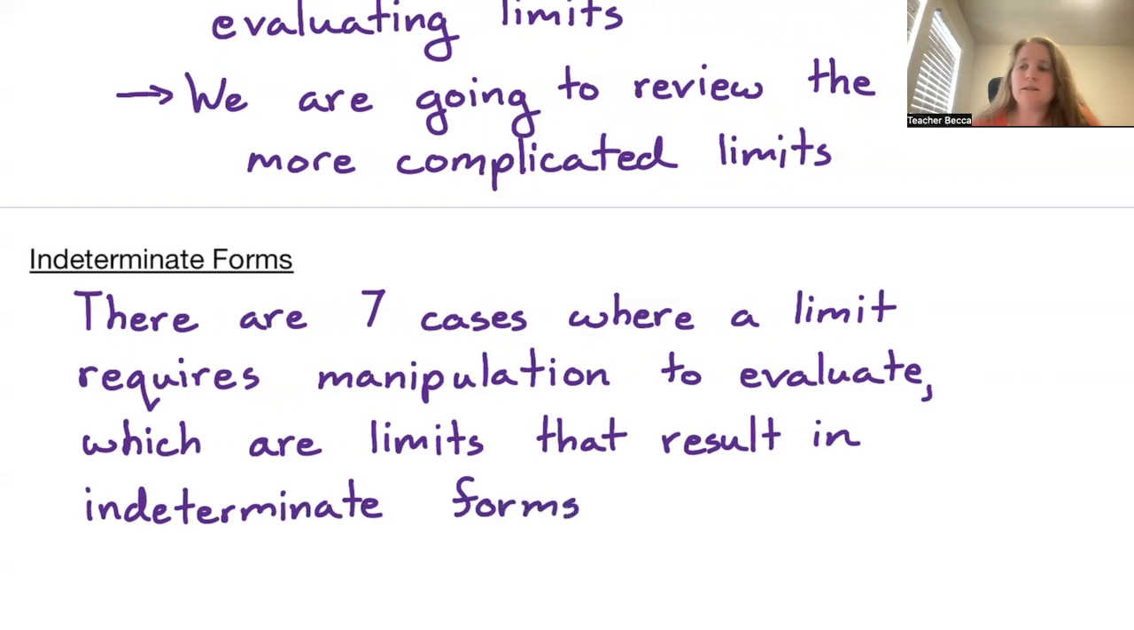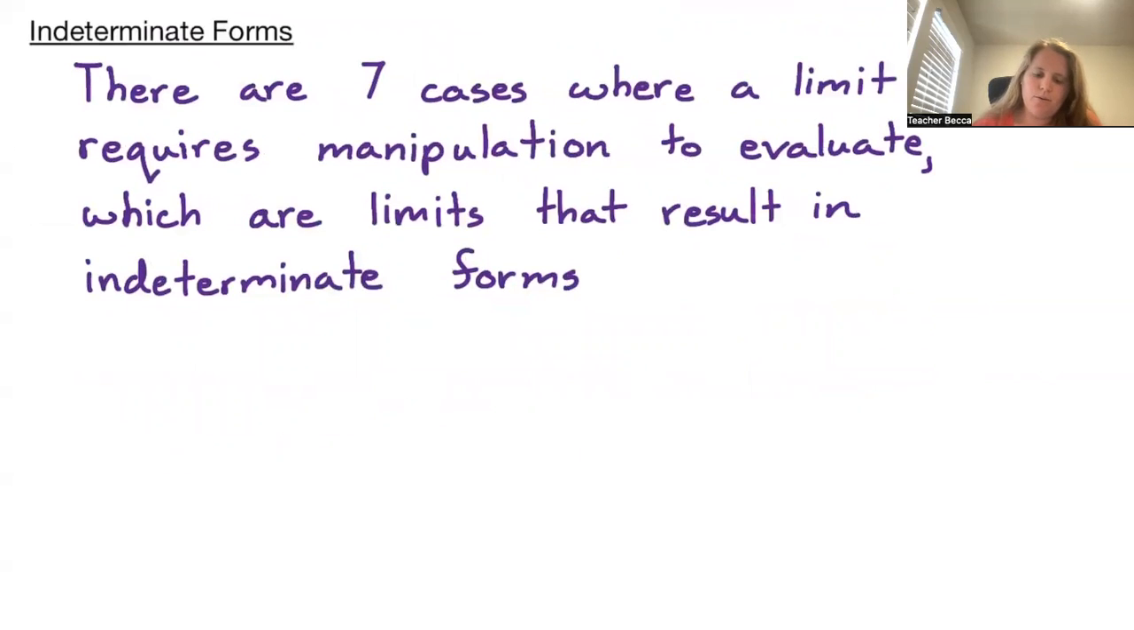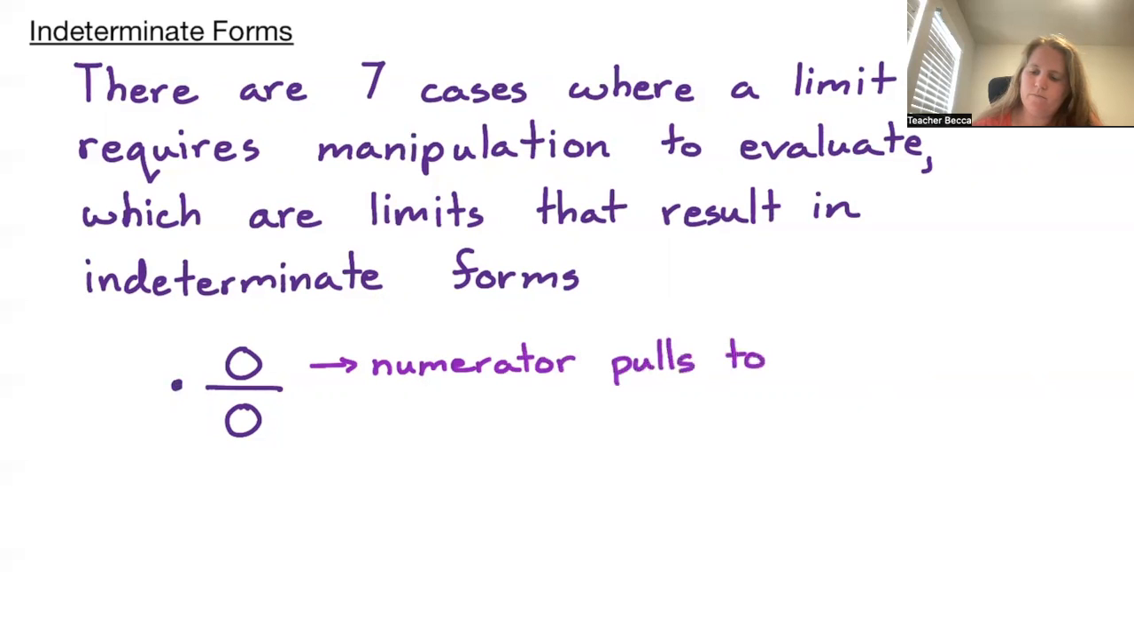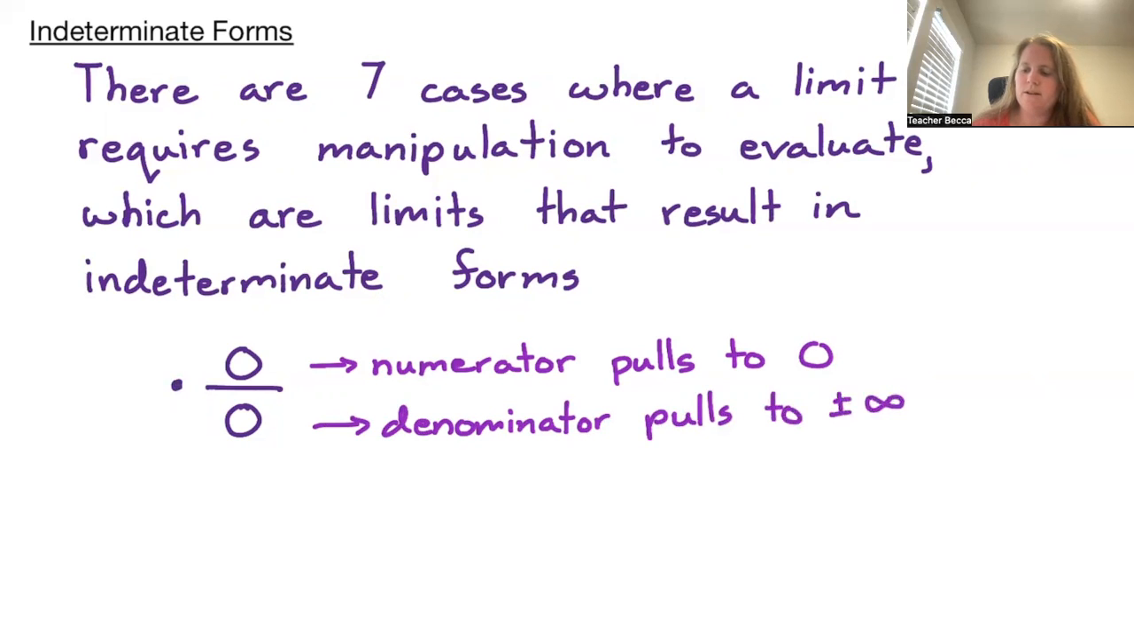So these cases are 0 over 0. Right? In the 0 over 0 case, the numerator pulls to 0. The denominator pulls us to infinity, or plus or minus infinity. And the limit can be anything in between, or 0 or infinity.